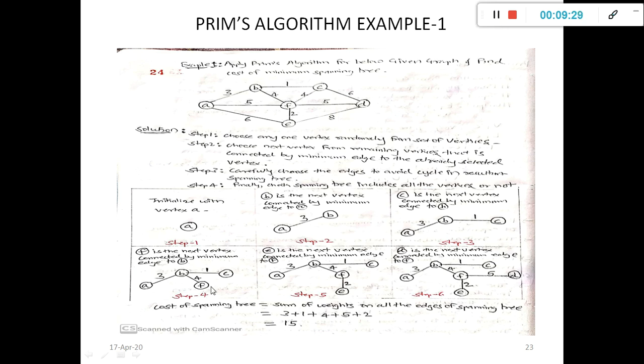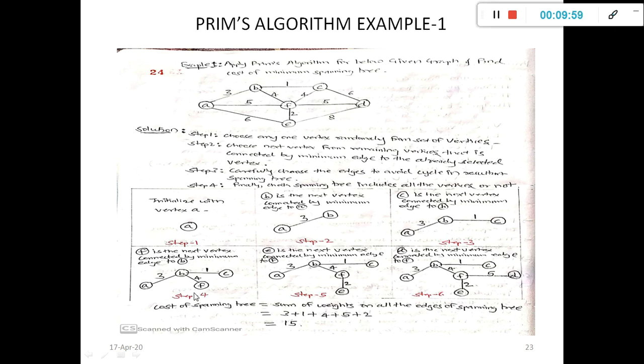Now check which of the remaining vertices are directly connected to the intermediate subtree. Here in this example, F is connected to B with distance 4, F is connected to A with distance 5, E is connected to A with distance 6, and also F is connected to C with distance 4. Among the distances 4, 5, 6 and 4, 4 is the minimum distance.